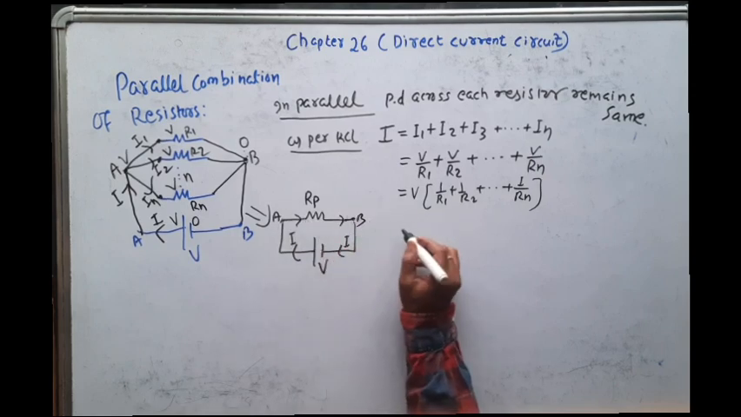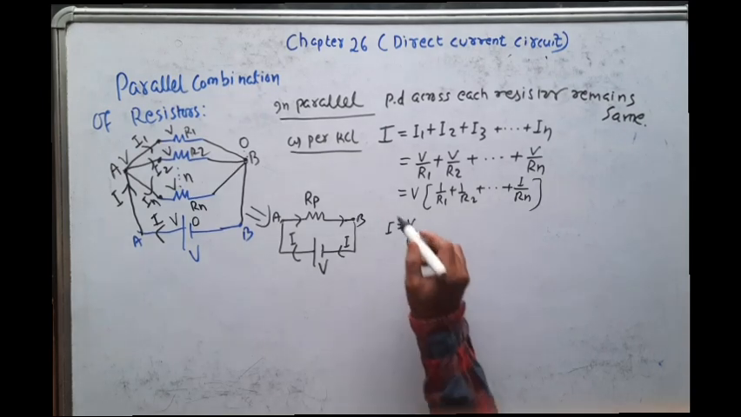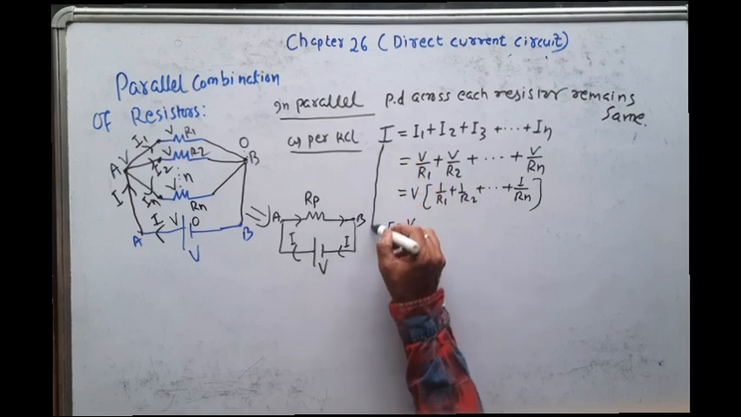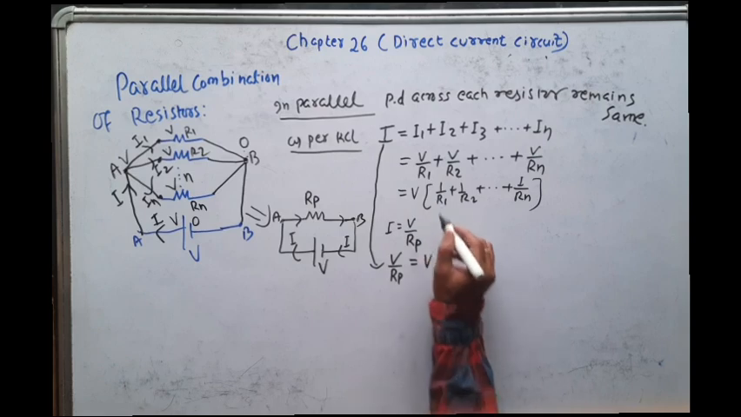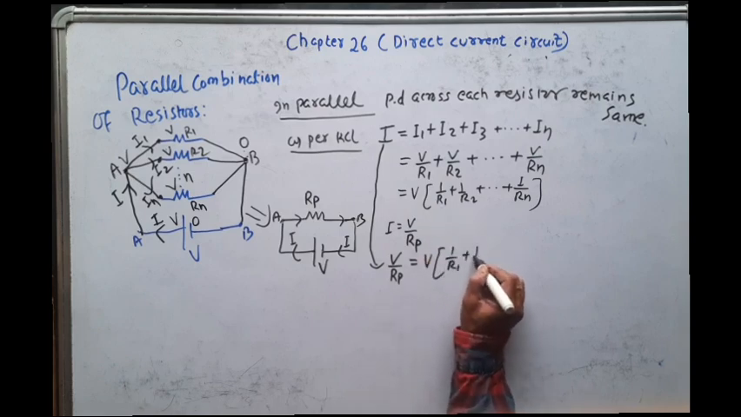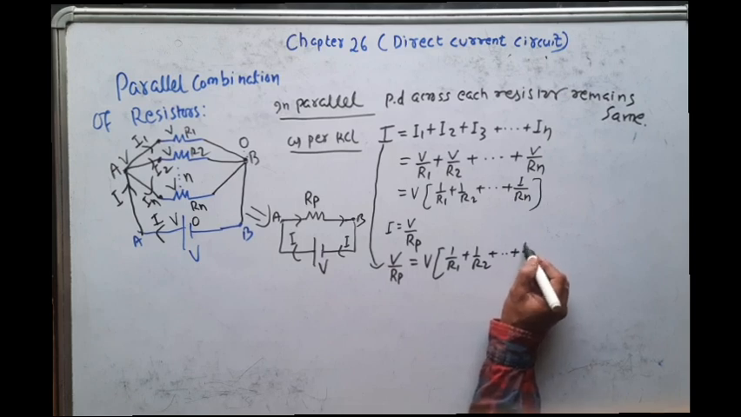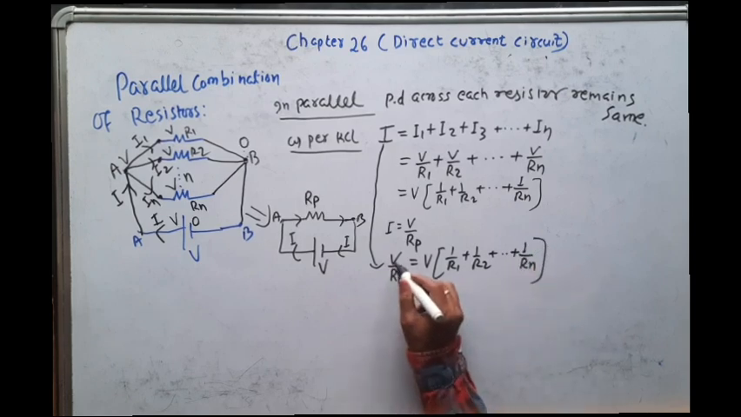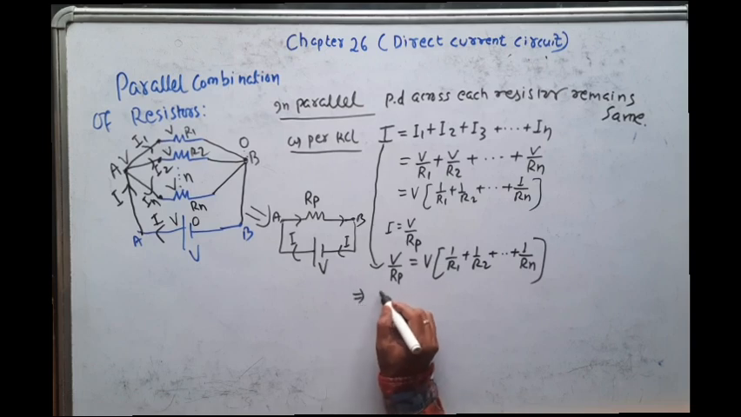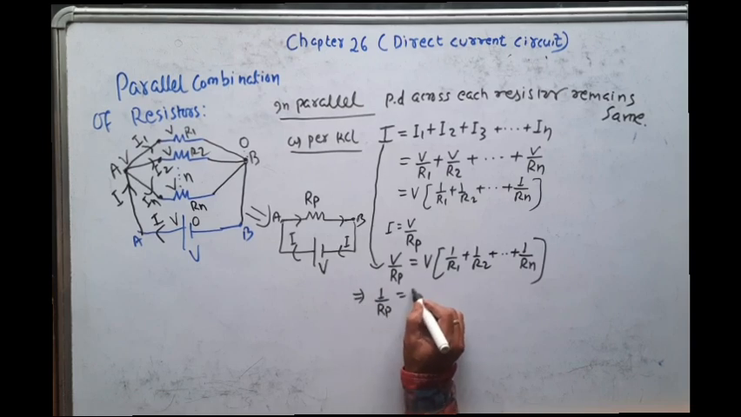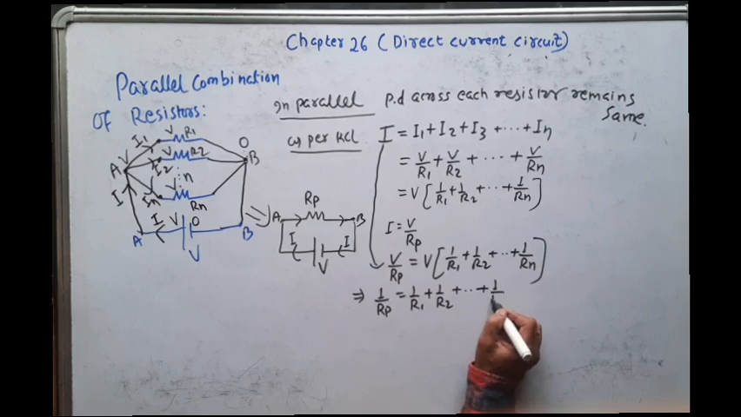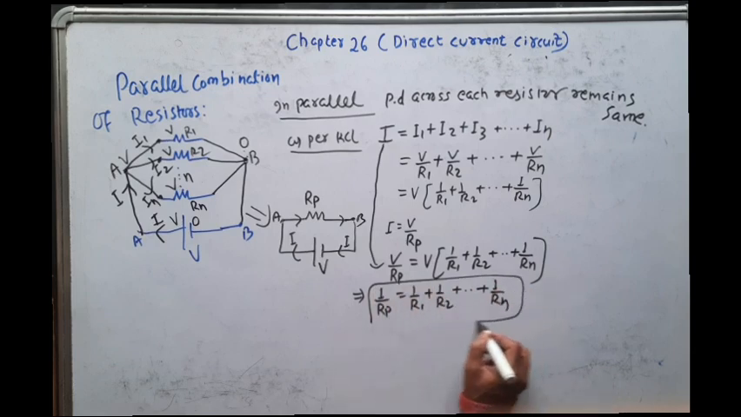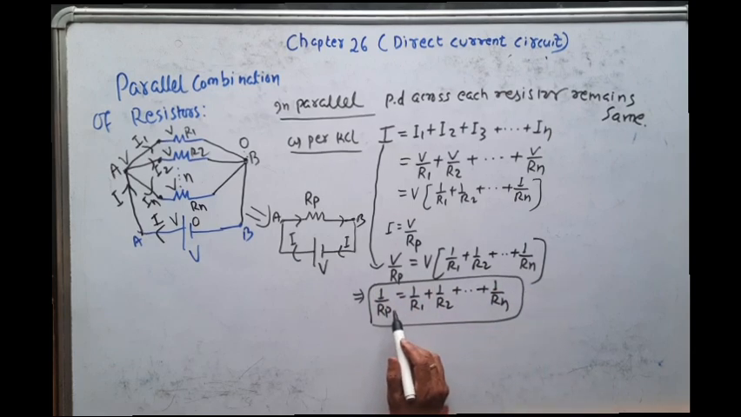Then what is I? I is nothing but V by resistance. What is the resistance? RP. So in place of this I, I will write V by Rp, which is equal to V into 1 by R1, 1 by R2, up to 1 by Rn. So V cancels. So what we got? We got 1 by Rp is equal to 1 by R1 plus 1 by R2, up to 1 by Rn. So this is the equation in case of parallel combination.